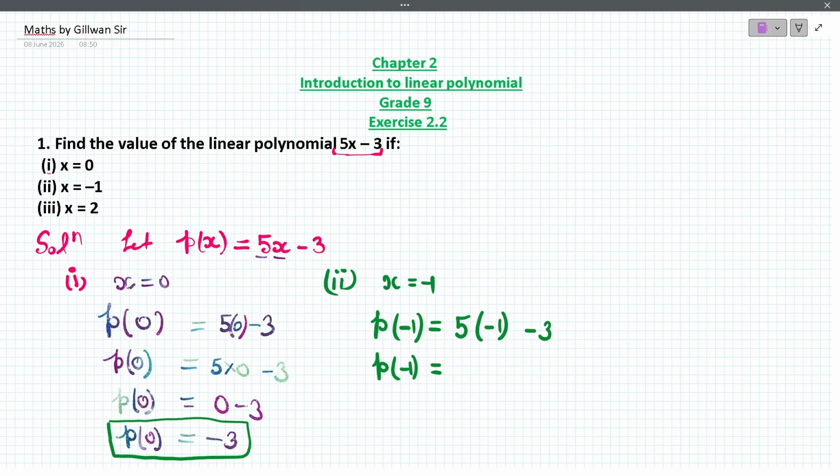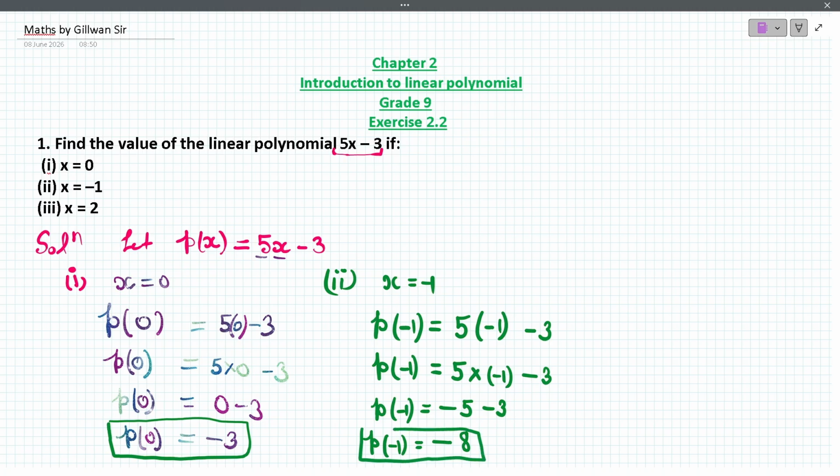Now that is 5 multiply minus 1 minus 3, p of minus 1. 5 multiplied by 1 gives minus 5, and here is minus 3. Here the sign of both numbers is negative, hence we will add these numbers and the sign will remain minus. 5 plus 3 is 8. So the required answer is minus 8. That is the value of the polynomial at x equals minus 1.